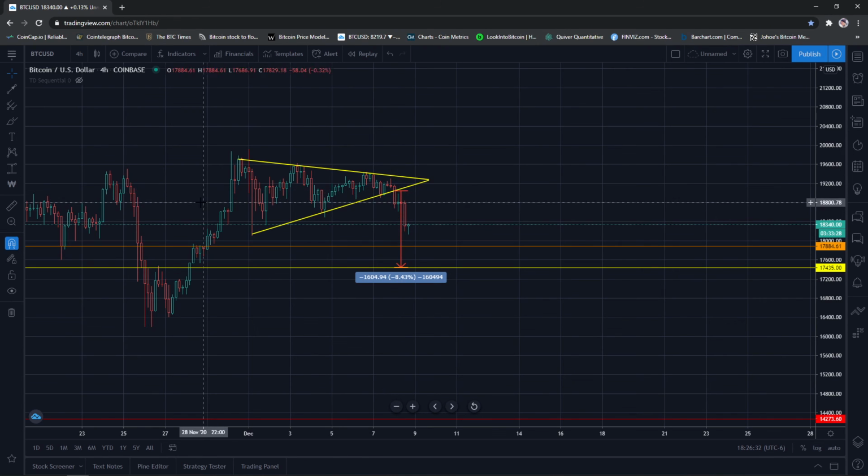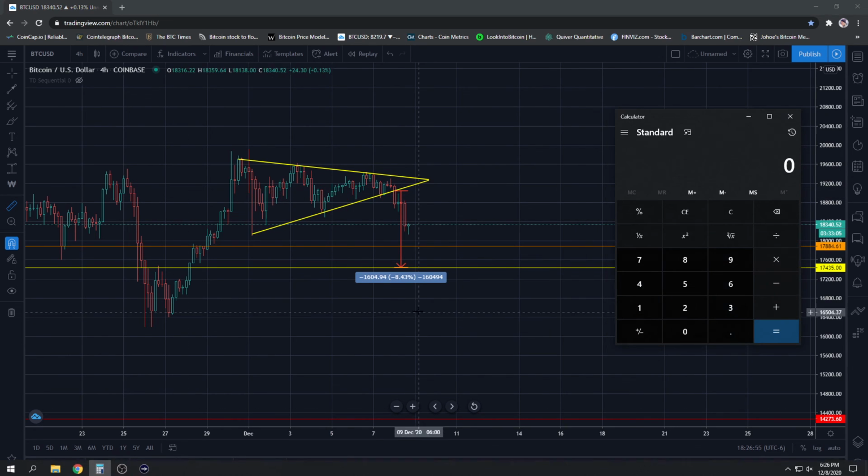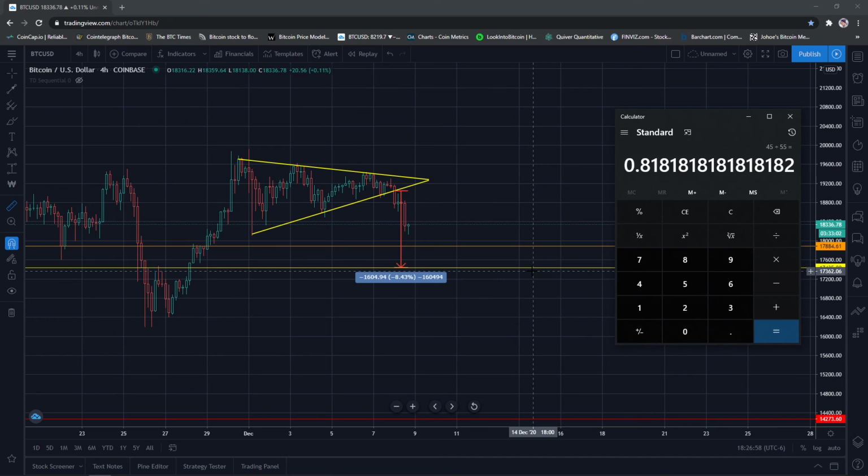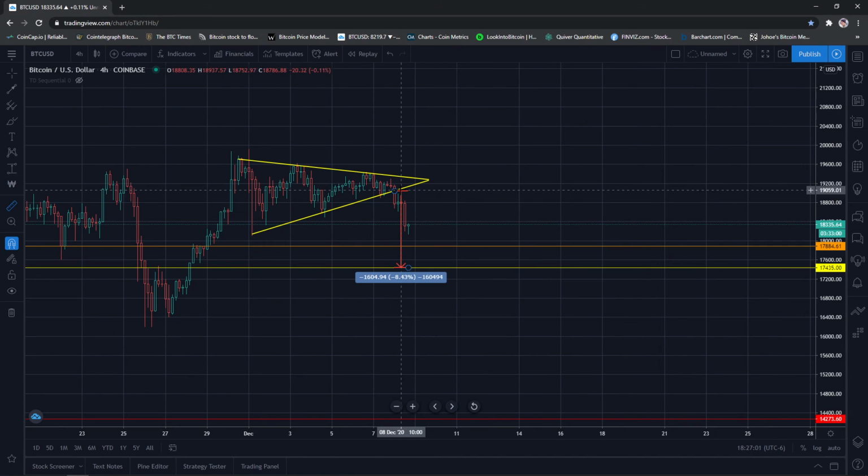So also, symmetric triangles will break up or break down about 75% of the way through the triangle. What I mean by that is, this triangle is 55 bars long, and we broke down at 45 bars. So let's see what that is. 45 divided by 55, that's almost 82%. So more than 75, but it's about 75% of the way they break down. So we got the break down.